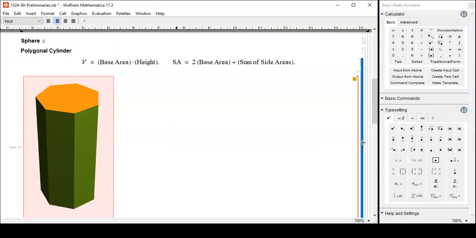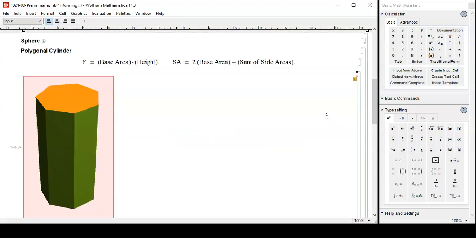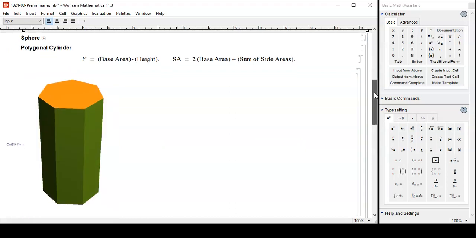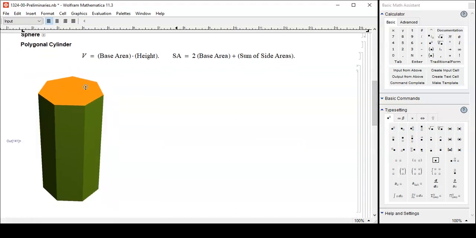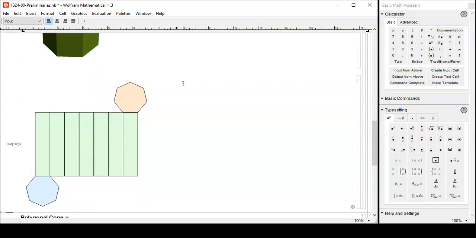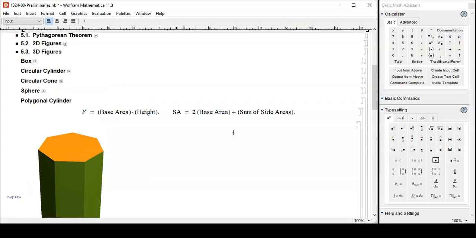Polygonal cylinder, base area times height, that much is certain. And in this case, base area is, let's see, it's a heptagon. And then height, yeah, you can get that. How about the surface area? You're going to get top and bottom plus how many sides there? And each side of the n-gon polygon, in this case heptagon, and the height. You can add those up.